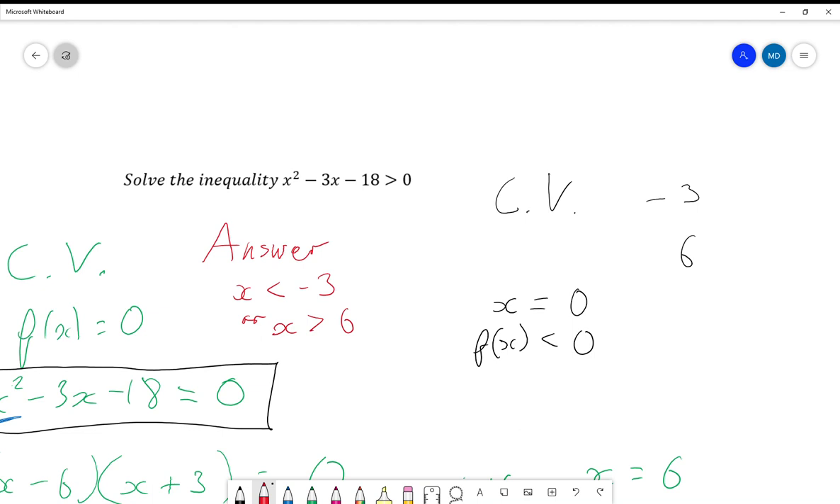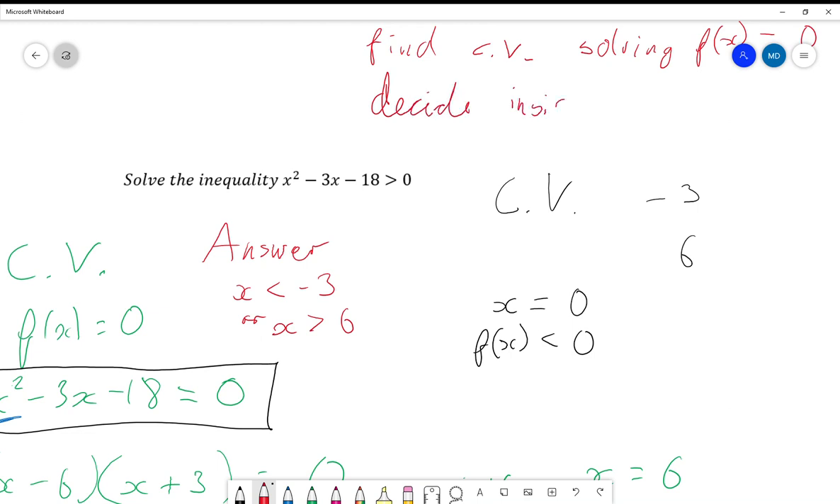So this is your process. Find critical values by solving the equation f of x equal to 0. And then afterwards you need to decide inside or outside.